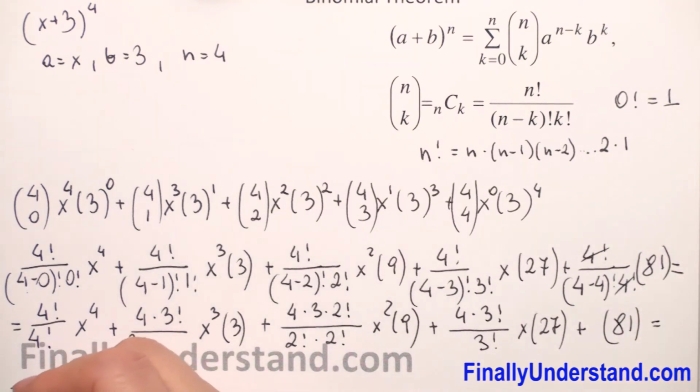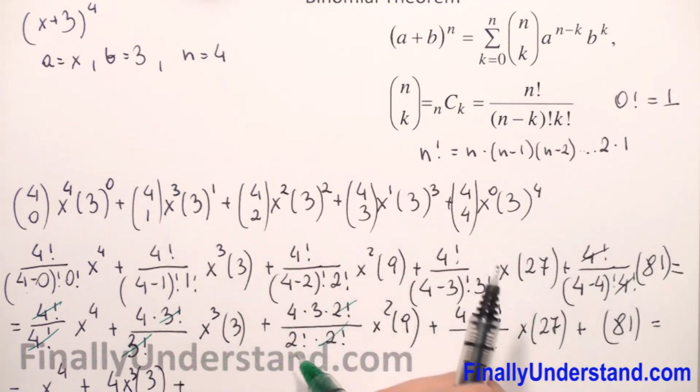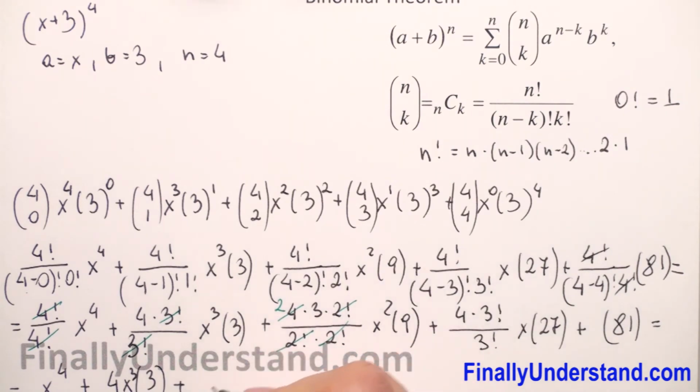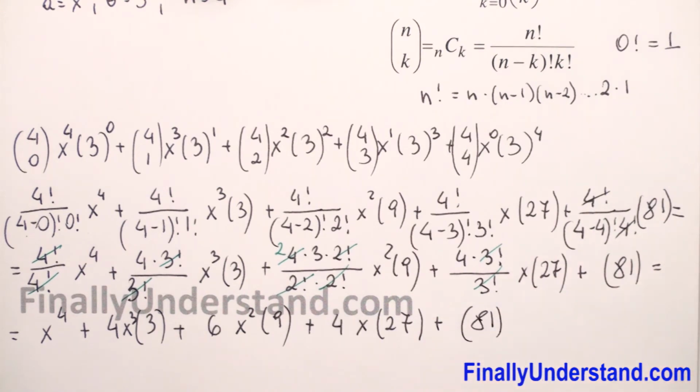So this is equal, now 4 factorial and 4 factorial will reduce, so we have x to 4th power, 3 factorial with 3 factorial, so we have plus 4 times x cubed times 3 plus 2 factorial will reduce, 2 factorial is 2 times 1, so this is 2, so 2 we can reduce with 4, so it will be 2, 2 times 3, so this is 6 times x squared times 9, and we have plus 3 factorial we can reduce, so we have 4 times x times 27, and we have plus 81 only, the coefficient before 81 is 1.